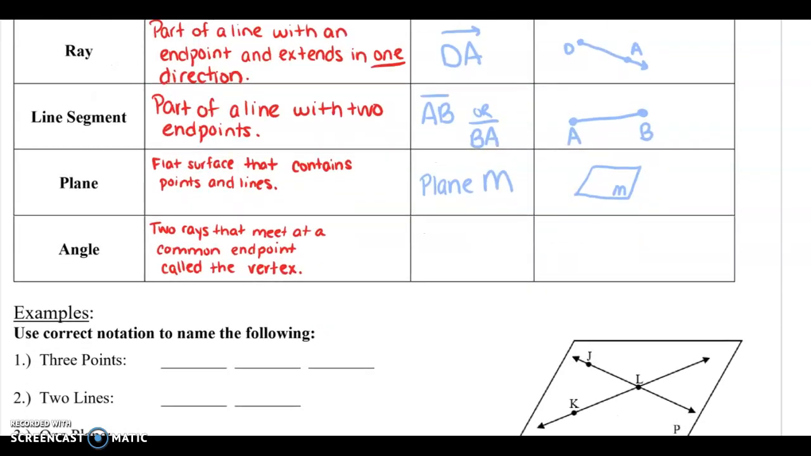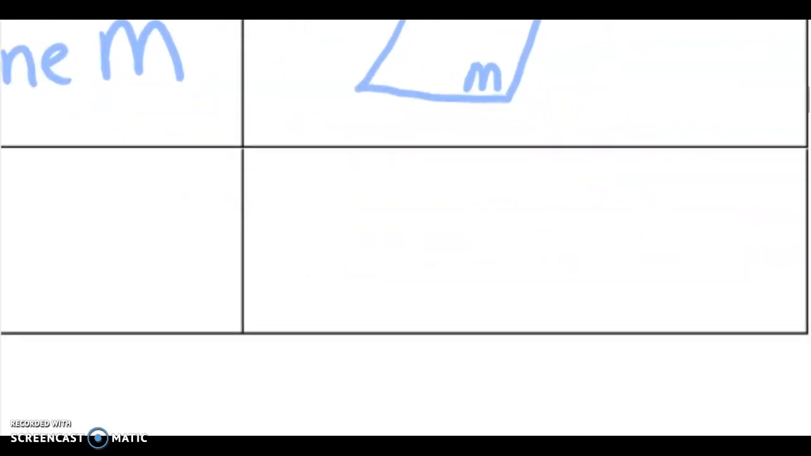And the last thing is an angle. So we've seen angles before. I'm just going to zoom in so I can draw a good one. What angles are is actually rays that connect at the same endpoint. So if we call this endpoint A, and A is called the vertex, and this can be C, and this can be B.